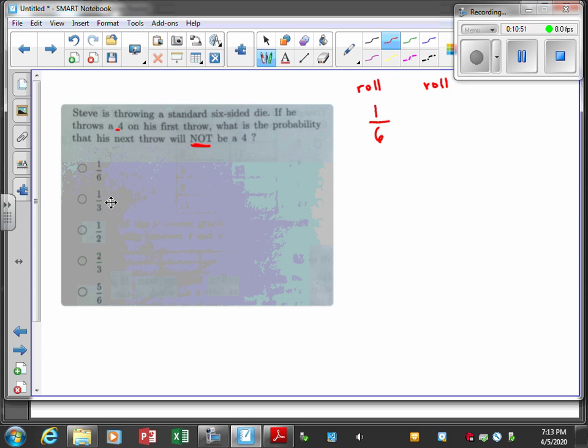So it says, what's the probability that it will not be a 4? Well, how many sides on the die do not have a 4 on them? Yeah, 5 of the other sides don't. So on his second roll, he has a 5 out of 6 chance to not roll a 4.